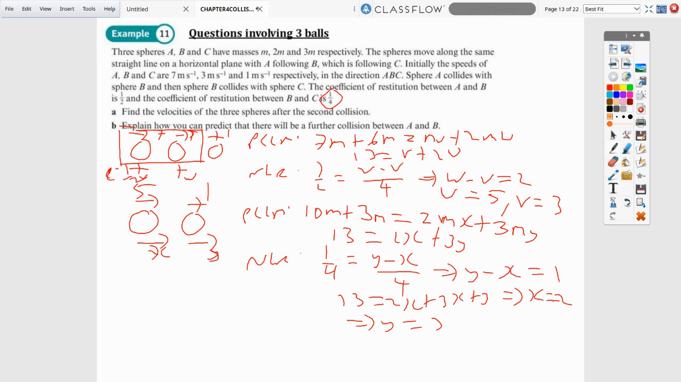Part B, explain how you can predict that there will be a further collision between A and B. There will be a further collision because A is faster than B, and they are going in the same direction.